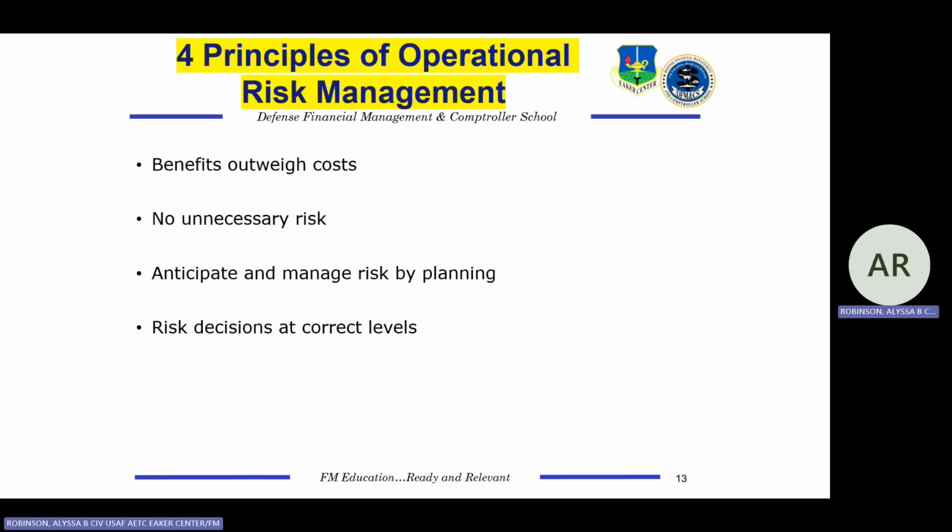Finally, risk decisions at correct levels. First, I would say don't elevate minor risks to a high level, but even more importantly, a high level risk should not be evaluated and accepted by a junior employee. We are ultimately decision support as financial managers, and it is important that we elevate the risk. If there is significant risk, it is important that we elevate that to the correct level for our leadership to make that decision.